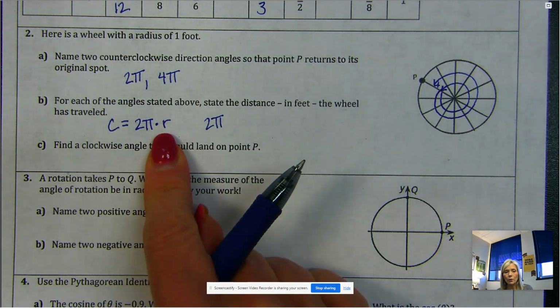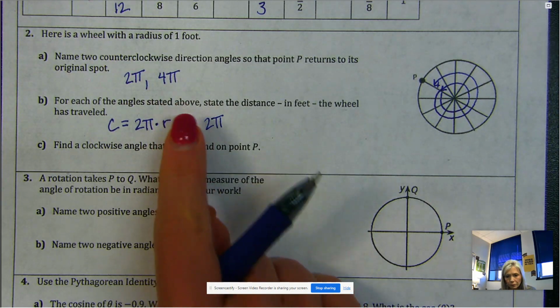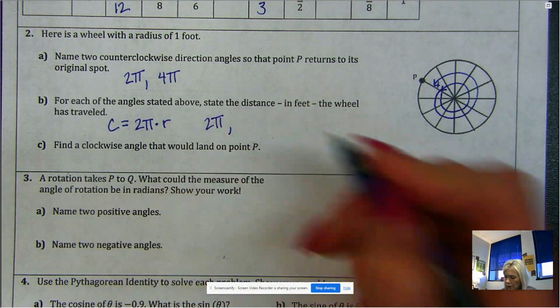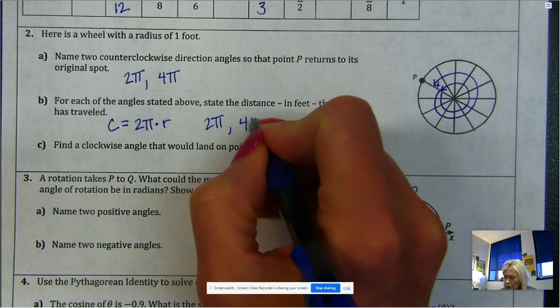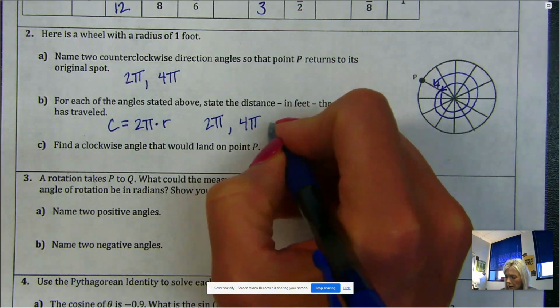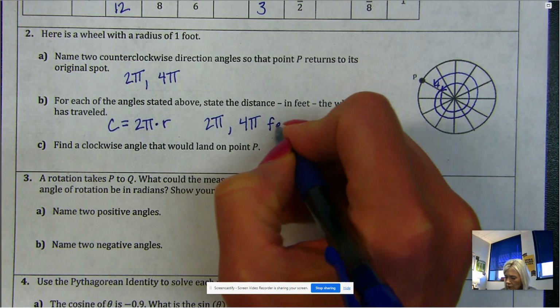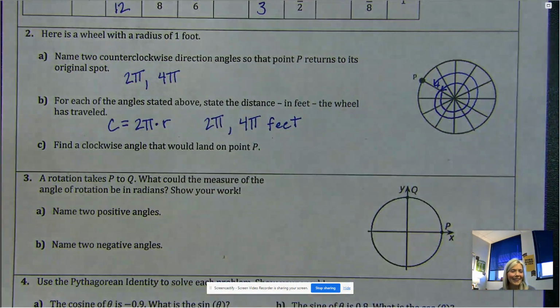And then for 2 full rotations, same idea. The wheel travels a distance of 4 pi. And I should have written feet because this is a horizontal distance. I'm going to write that at the end.